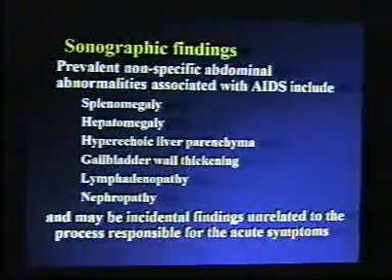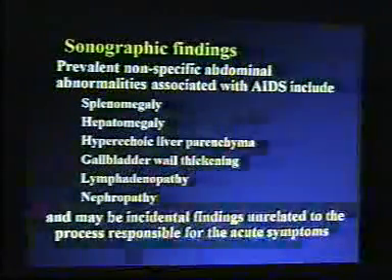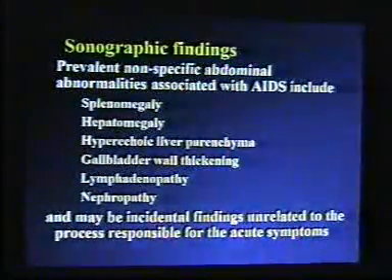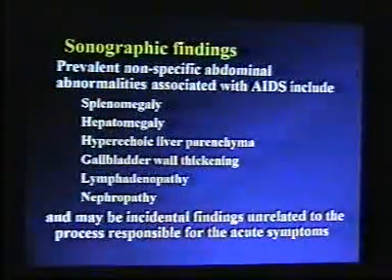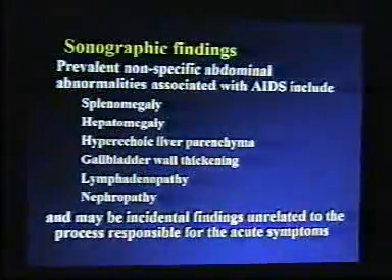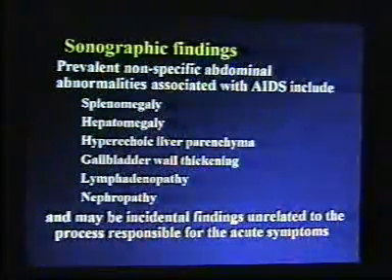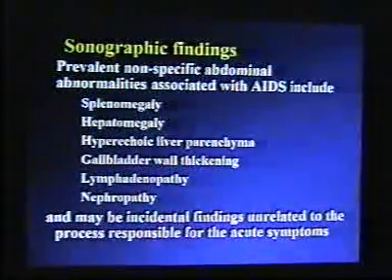Sonographic findings: prevalent non-specific abdominal abnormalities associated with AIDS include splenomegaly, hepatomegaly, hyperechoic liver parenchyma, gallbladder wall thickening, lymphadenopathy, nephropathy, and maybe incidental findings unrelated to the process responsible for the acute symptoms.